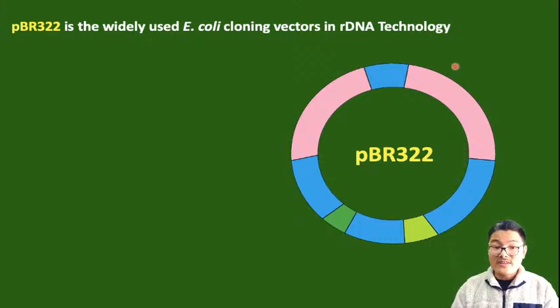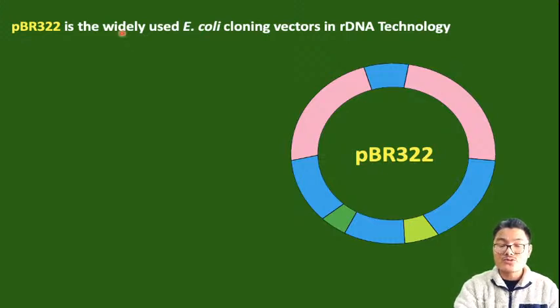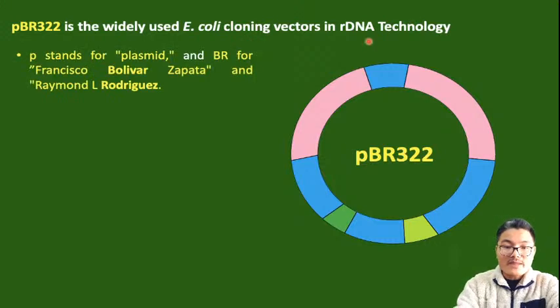So one of the synthetic cloning vectors or plasmids is pBR322. You can expect a question related to pBR322, and the statement itself says that pBR322 is one of the synthetic vectors, and it is used a lot in rDNA technology. P stands for plasmid, as it is a plasmid vector, a small circular DNA obtained from E. coli. And BR stands for the names of the scientists who constructed this vector DNA.